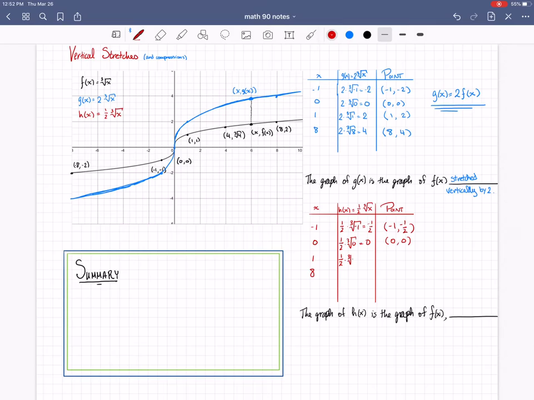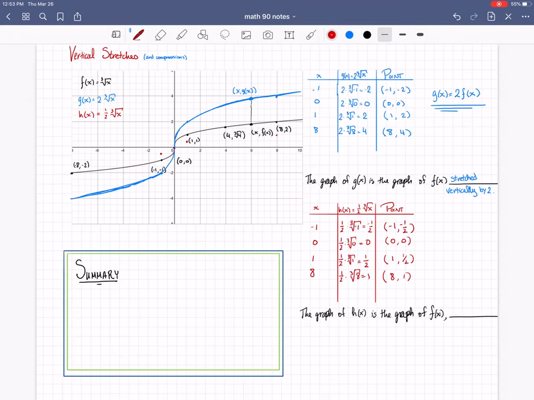1/2 times the cube root of 1. The cube root of 1 is just 1, so that's 1/2. And then for 8, 1/2 times the cube root of 8. That's 1/2 times 2, that's 1. So it passes through the point 8, 1. So let's label those points. And again, I'm not going to actually label them, I'll just plot them to keep my graph from being too convoluted. So here is -1, -1/2. There's the origin. There is 1, 1/2. And there is 8, 1.